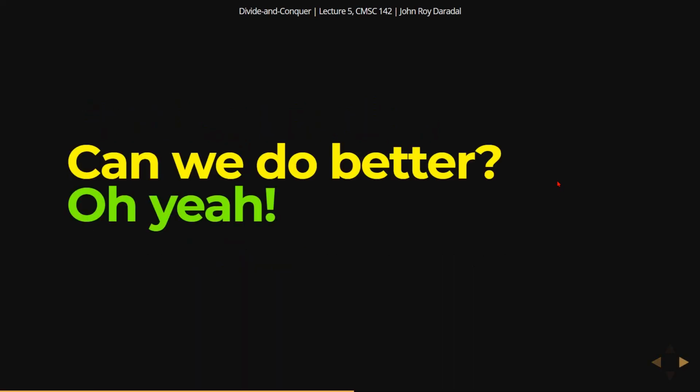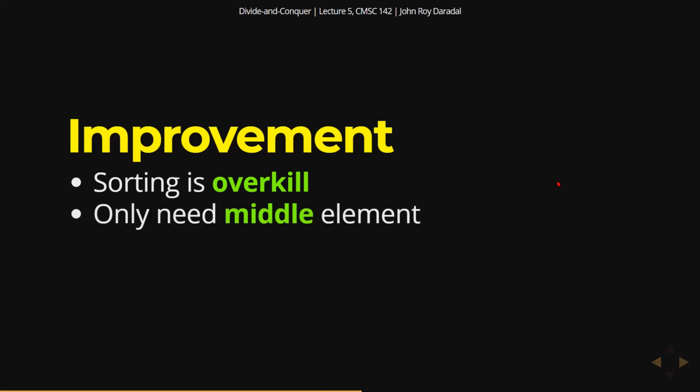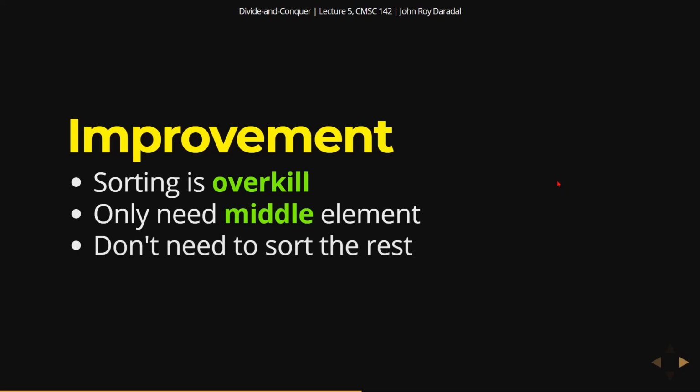Can we do better? Of course, because sorting is actually overkill, right? We only need the middle element of the array. We don't care about the relative positioning of the rest of the items. As long as we get the middle element, it doesn't matter if the rest is sorted or not. So sorting is doing too much, so we should not sort the array.